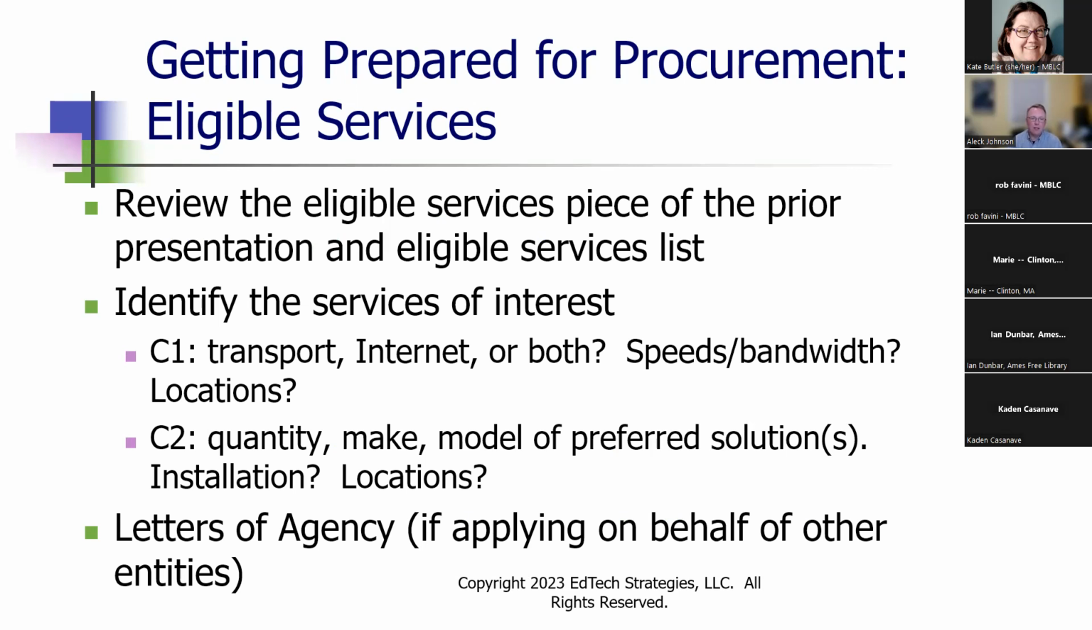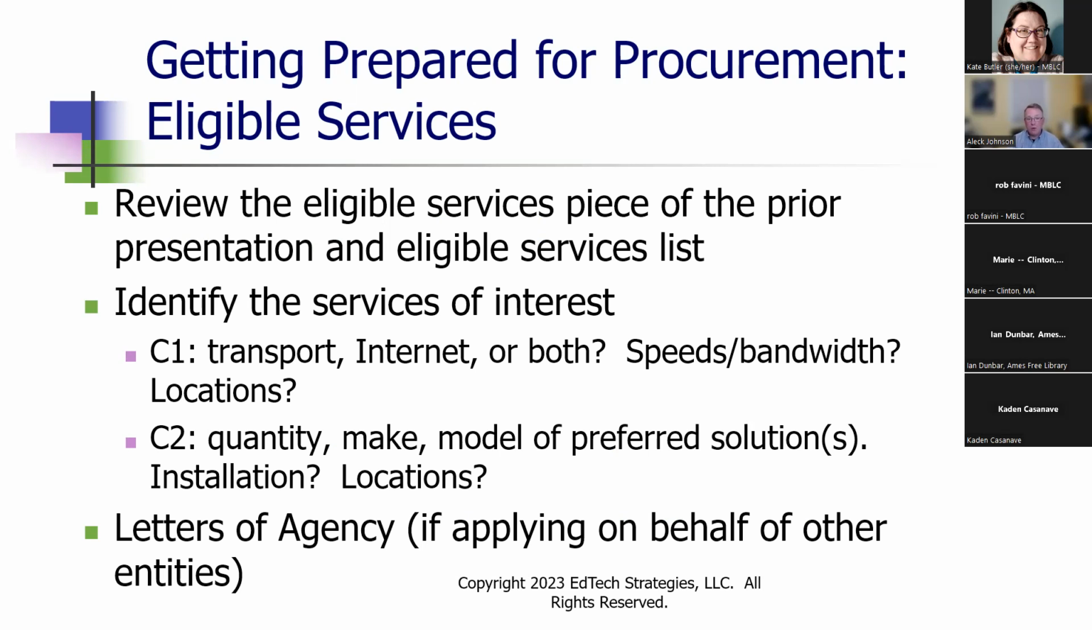Once you've reviewed what's eligible, you should figure out what are the services that you're interested in applying for E-rate for. So in category 1, are you looking at transport, meaning the underlying data connection? Are you looking at internet access? Or are you looking at both? For whichever services you're looking at, what speeds and what bandwidth are you looking for, and what locations are you looking to have served? So where's your library? What speed service are you looking for? And do you want transport or internet?